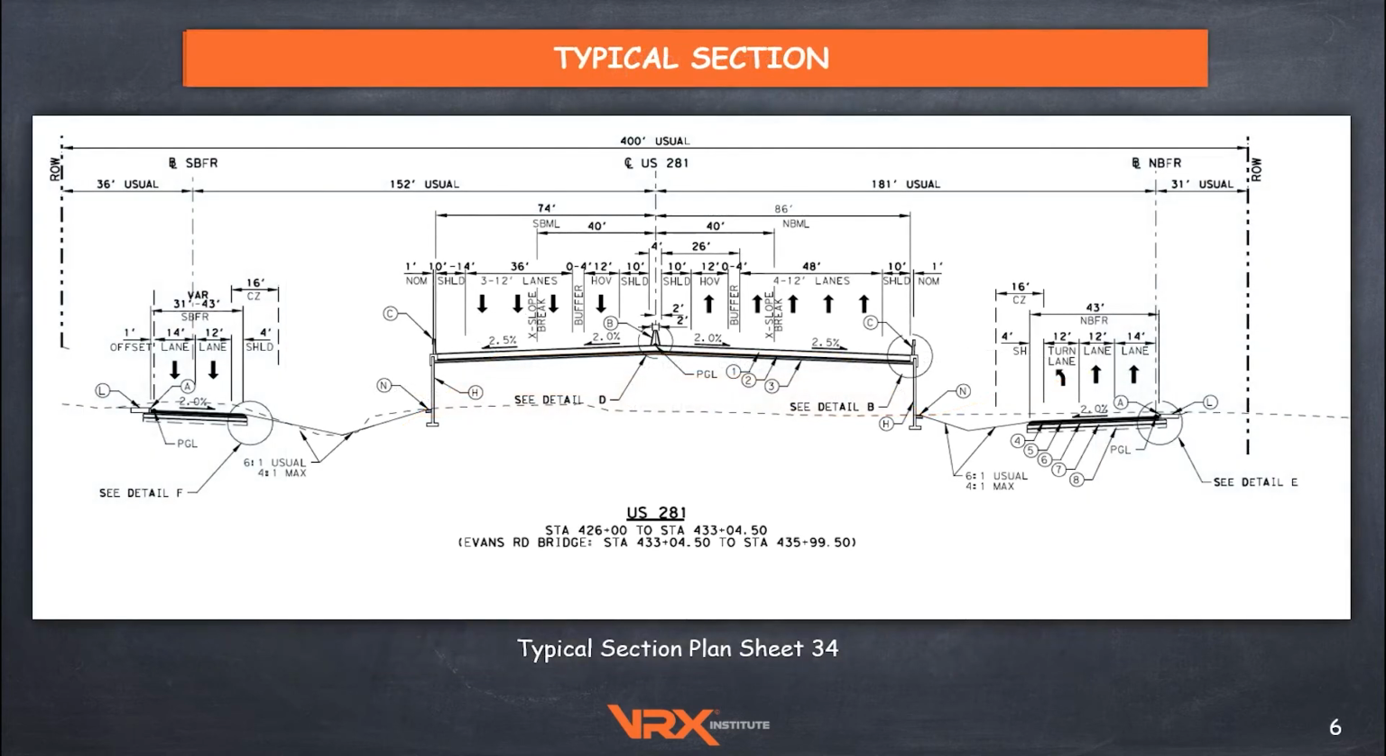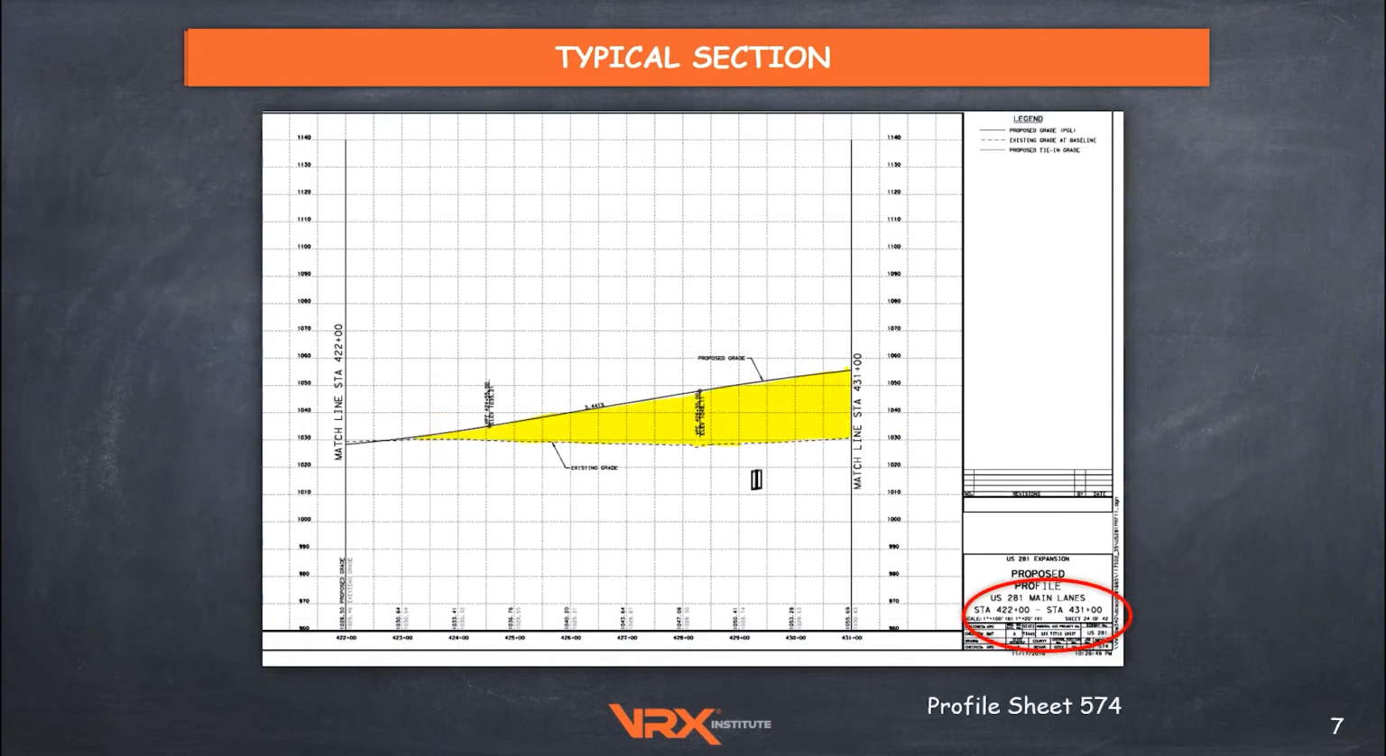This is a typical section that is mostly in fill. It comes from your reference plan sheet set, sheet number 34. You can see the dashed line is the original ground, and anything above it is fill. From this point all the way over to the right side of the main lane is in fill. This is the profile sheet for the cross section we were just looking at. Again, between the two arrows, we are in a fill section.